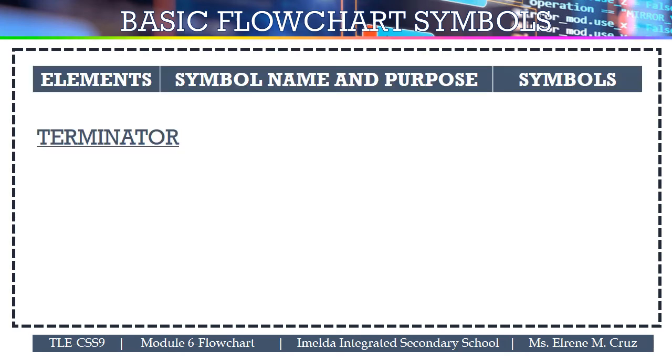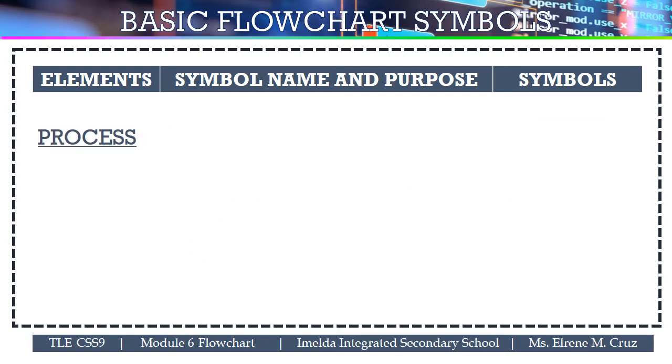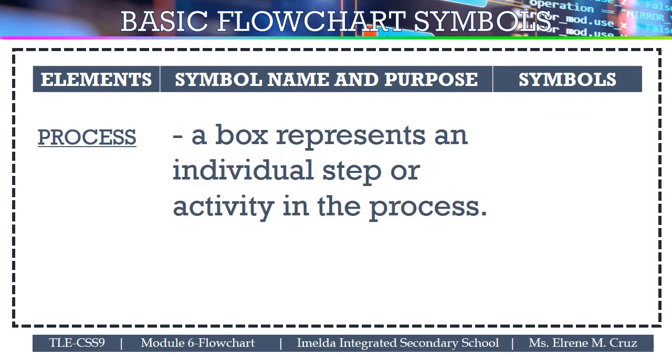The first one is terminator. It is the start or stop. It indicates both the starting and the ending point of the process. The symbol is oval. The next one is process. It is a box that represents an individual step or activity in the process. The symbol is a rectangle.